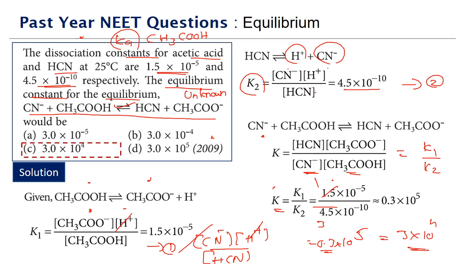So what is the correct answer for this? Option C. 1 by 3 means 0.33 will come. So either we have 0.3 in 10 power 5 or 3 into 10 power 4. The correct answer is option C. All we are doing is writing down the equilibrium constants, then seeing how the given equilibrium constants are related to the unknown equilibrium constant. Here we have a very simple relation: K1 by K2 is equal to K value.